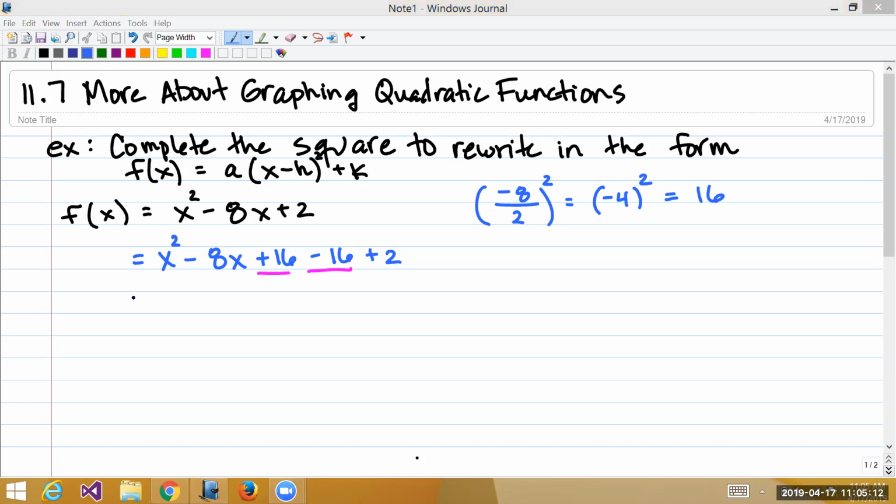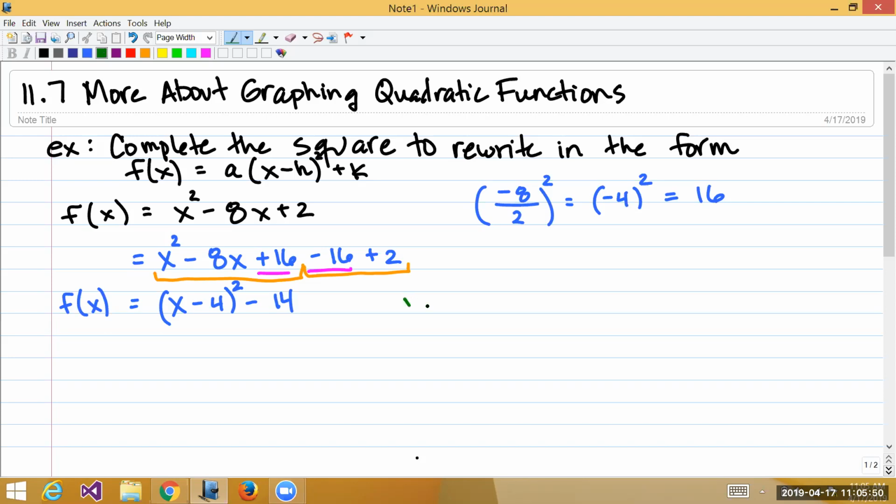Now the whole purpose of this was to get a perfect square. The first 3 terms give us a perfect square of what? It'll always be a binomial of whatever we got when we divided by 2. So x minus 4, that quantity squared, and then these two are like terms which can be combined. -16 plus 2 is -14. So now we have the function f of x equals x minus 4 squared minus 14, which is exactly the form we wanted. From here, we can go ahead and identify the pieces.